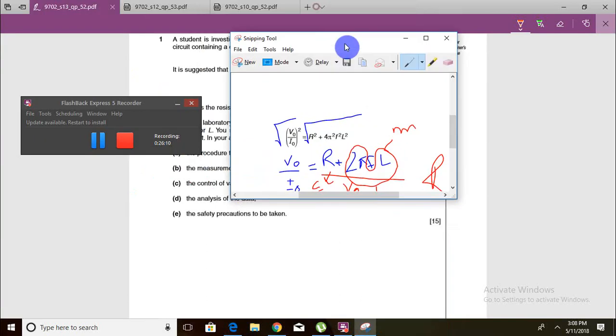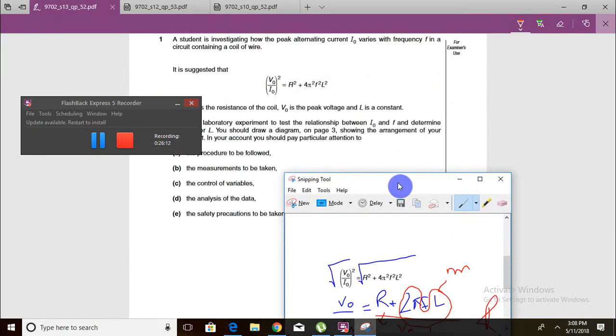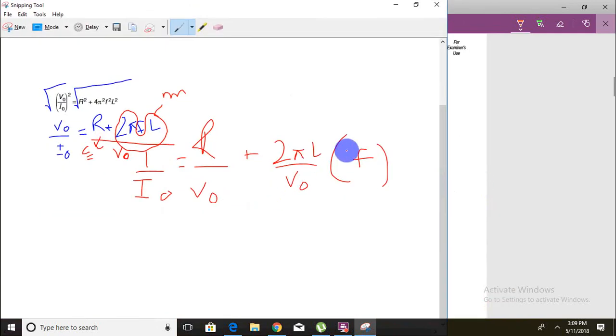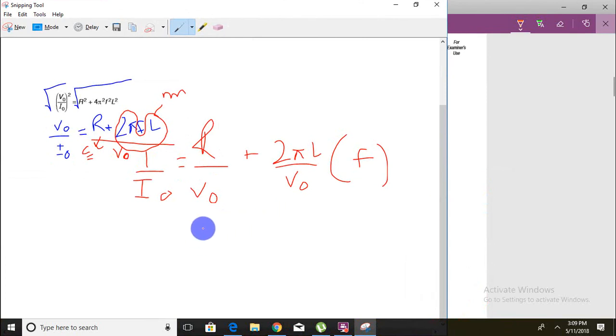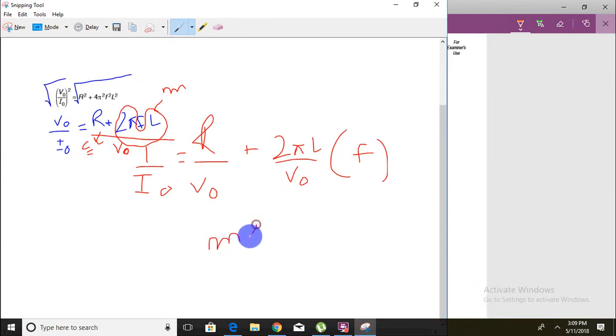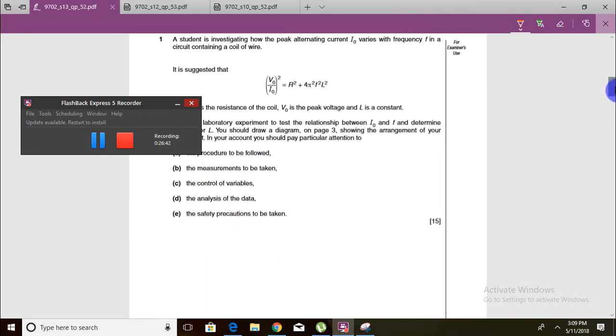And the second thing we need to do, we want to get the value of L. Easy. We need to take the gradient of the graph, right? And whatever the gradient is, we're going to have to multiply the gradient by V naught and divide by 2 pi to get the value of L. V naught is a constant, gradient is what we're going to find out, and we're going to get the value of L. Any sort of safety precautions?